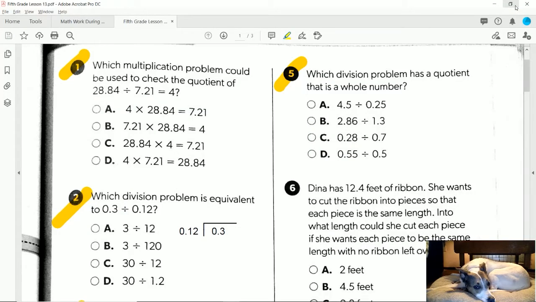Number 1. Which multiplication problem could be used to check the quotient of 88.14 divided by 7.21 equals 4? So this might be a little bit tricky, but there's an easy way to check this. We can just use multiplication. So 7.21 times 4 equals this. And so the only one of our options that give us that would be letter D.